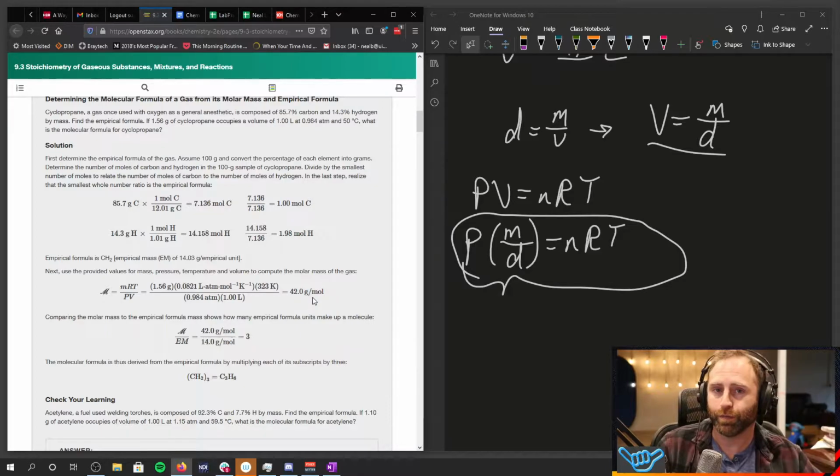And then you piece the pieces together from chapter 4, where you say your molar mass divided by your empirical formula mass, that gives you your ratio. And so then that gives you the ability to figure out what your molecular formula actually is down here.